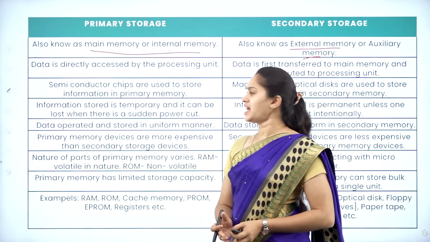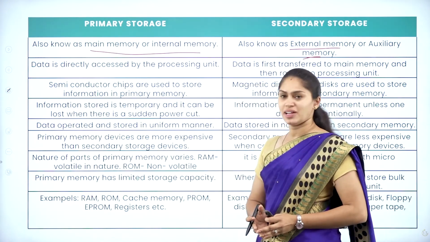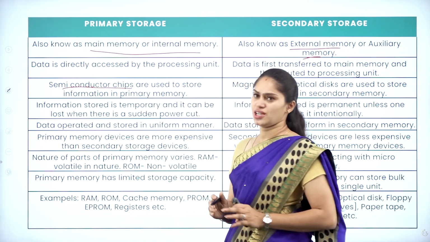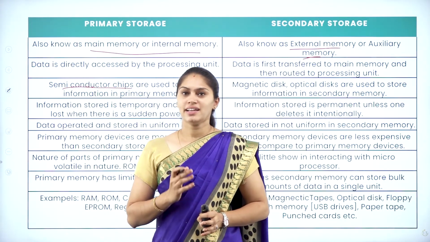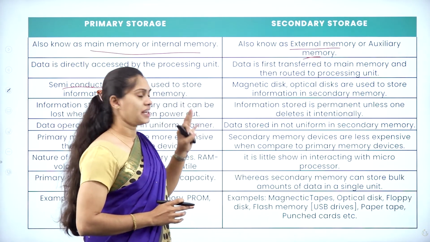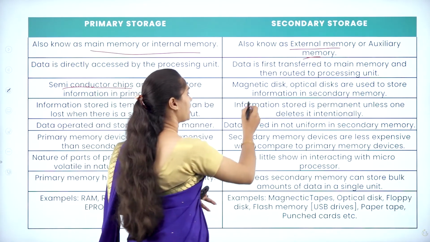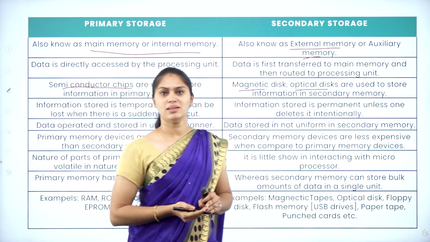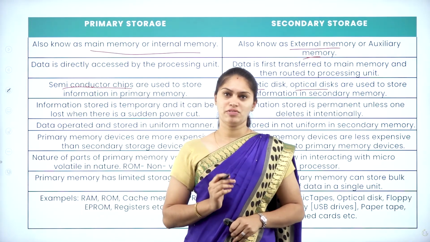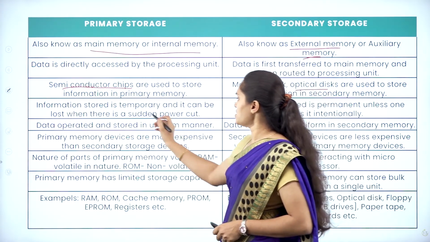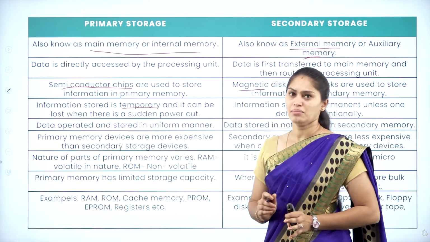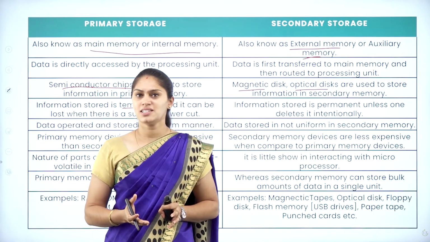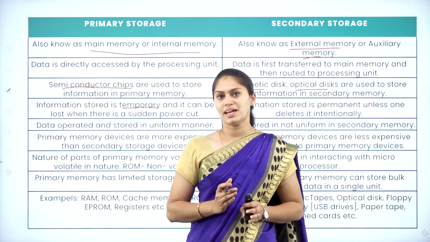Then coming to the next point, how to store the information in primary memory. We use semiconductor chips to store the data and information. But in the secondary memory, I can use magnetic disk, optical disk, or any other optical media to store the information. In primary memory, the information is stored temporarily. That means it is volatile in nature. That is, it will hold the data and instructions only when the power supply is on.